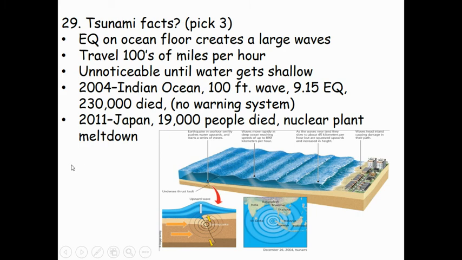In 2004, in the Indian Ocean, there was a 100-foot wave, a 9.15 earthquake, and 230,000 people died. They did not have a warning system for that one. In 2011, the famous Fukushima nuclear disaster was caused by a tsunami. Basically, the water got into electrical components that are safeguards for that facility. And when those safeguards went down, the nuclear reactor got out of control, and a lot of people died. 19,000 people died.